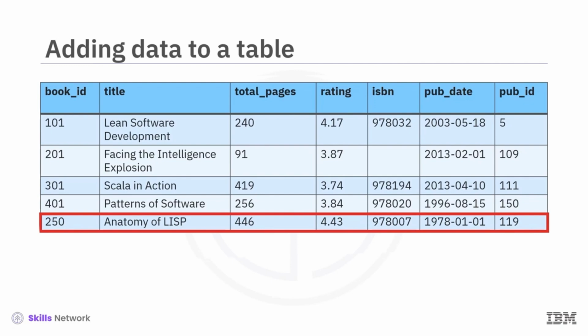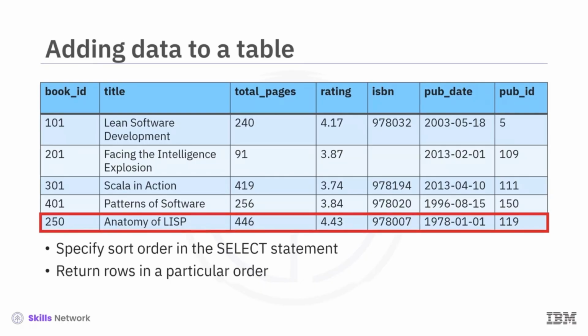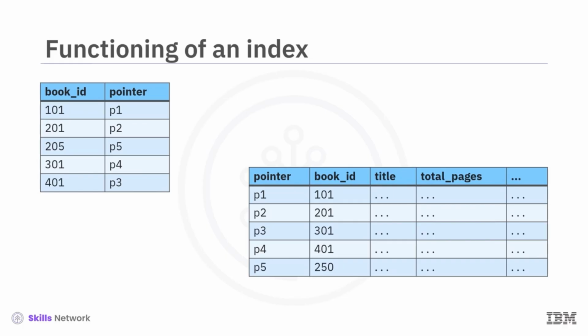Also, when you select multiple rows, the result may lack a specific order unless you specify a sort order in your select statement. As you might want to return the rows in a particular order or select a subset of sequential rows, you can create an index on a table to locate the row or set of rows that you need quickly. Let us now explore how an index works.